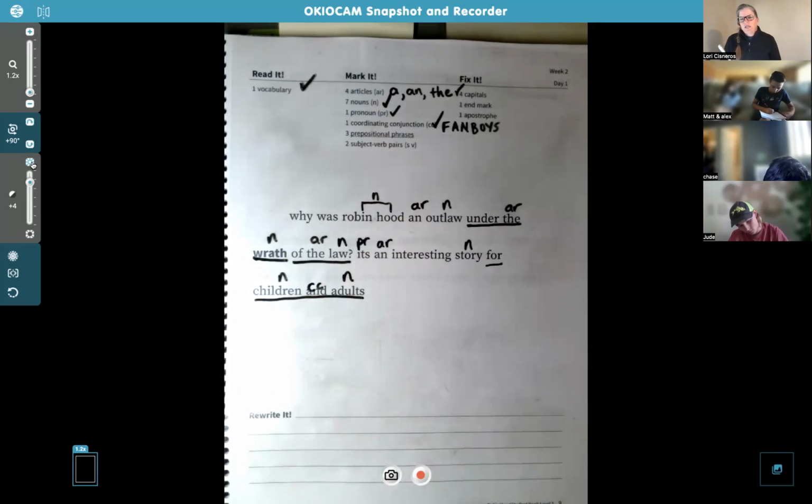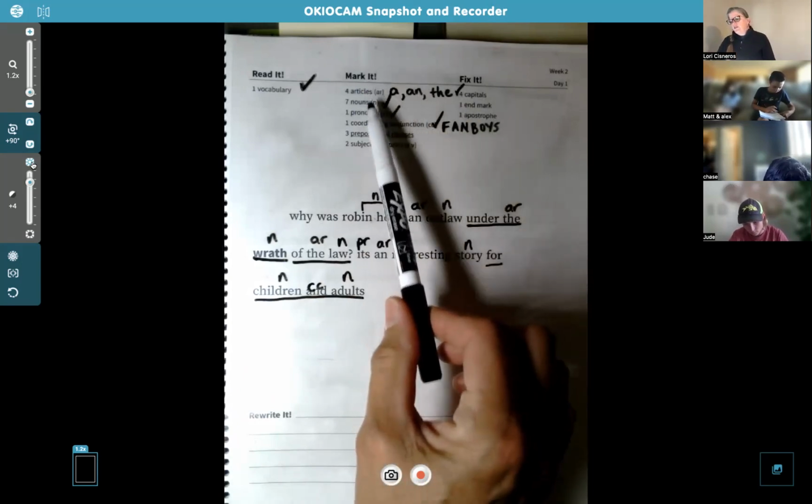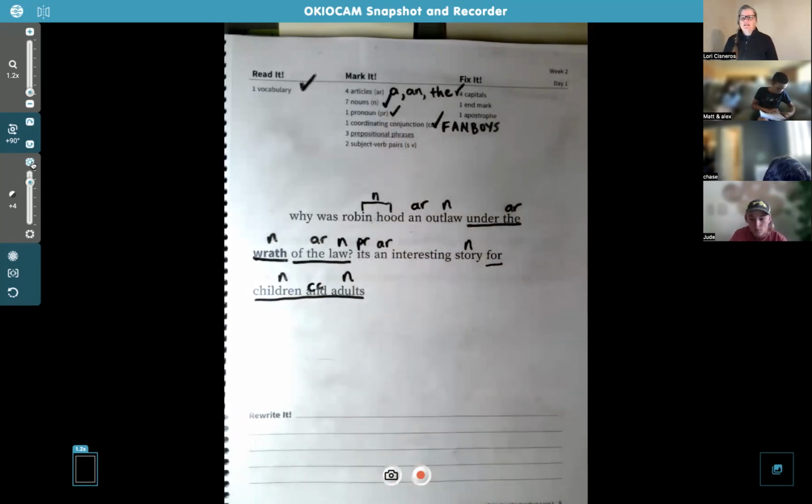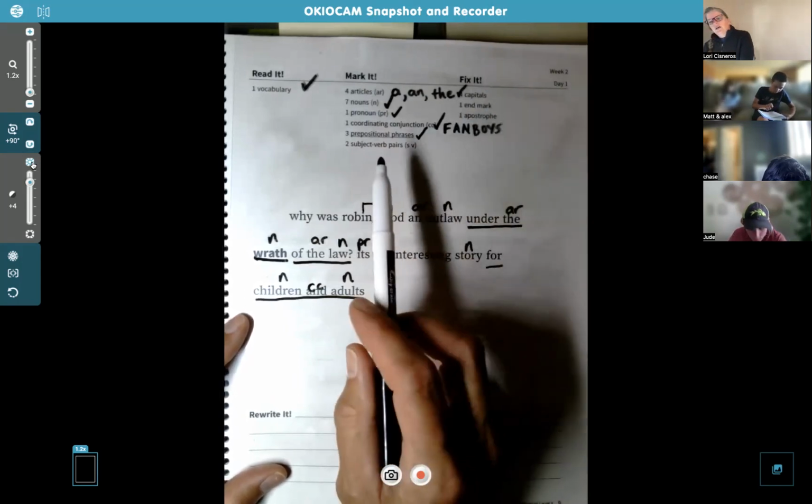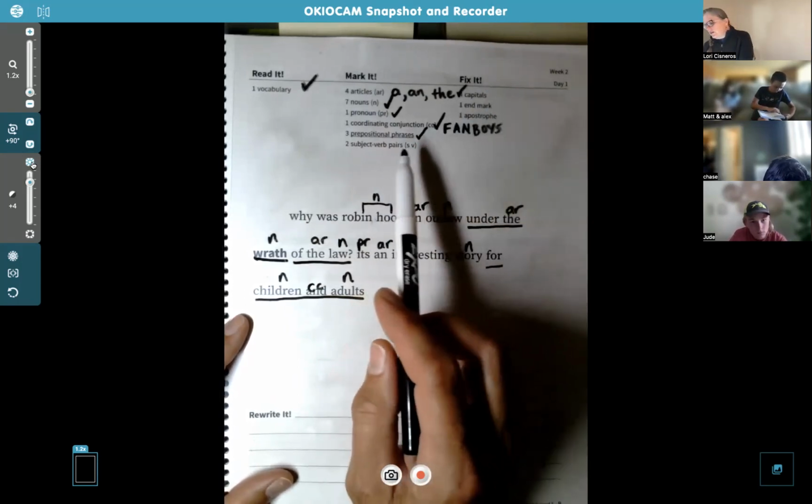And here's another tip. If you struggle with prepositional phrases, you can finish marking everything on your list and leave the prepositional phrases for the very last thing you look for. And then it's even easier to find. So, all right, put a check by that. Good job, guys. I'm going to go back to Jude here.